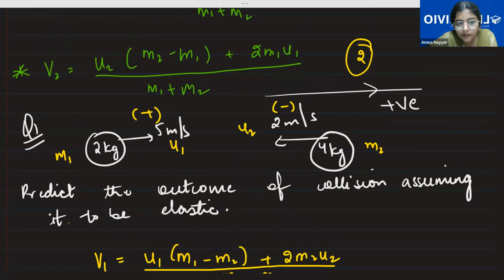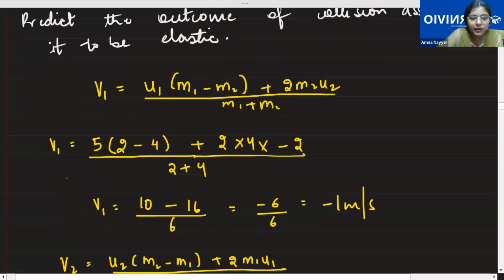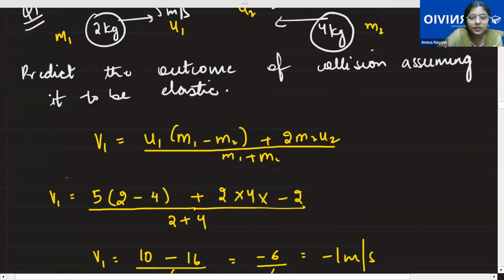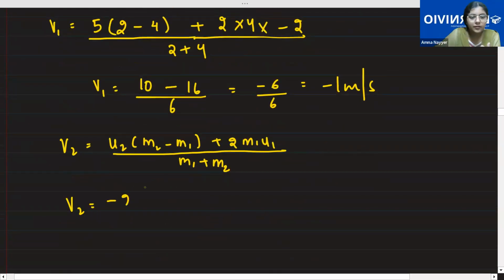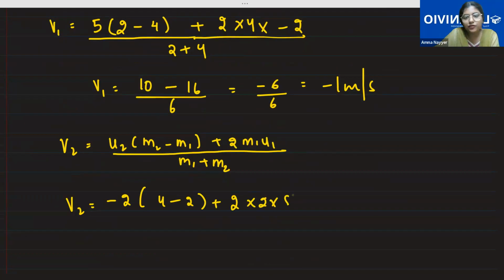Ma'am, U2 will be minus 2 into 4 minus 2, plus 2 into 2, 2 into 5, divided by 2 plus 4. Yes, very good. So just the values you had to put. So U2 is minus 2, 4 minus 2 plus 2 into 5 divided by 2 plus 4.